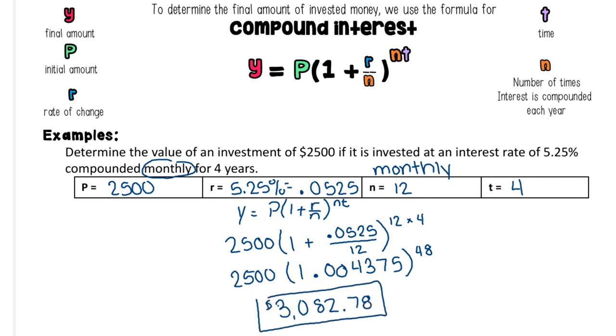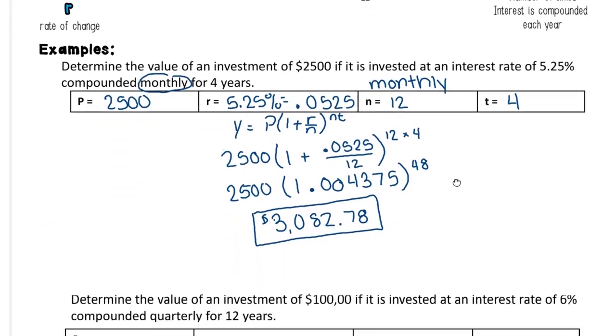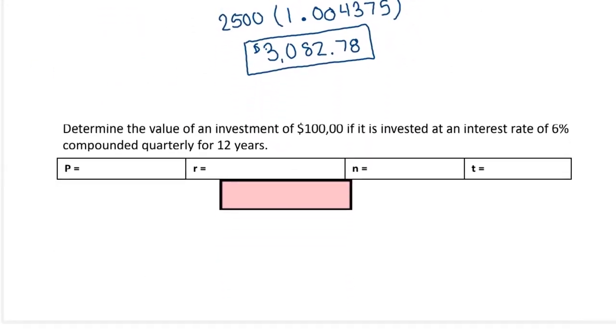So you put in $2,500 and you ended up with $3,082. So that's nice. It's more money than what you started off with. Let's look at the last problem here. Determine the value of investment of 1,000. Add another 0. $100,000 if it's invested at an interest rate of 6%, compounded quarterly for 12 years.